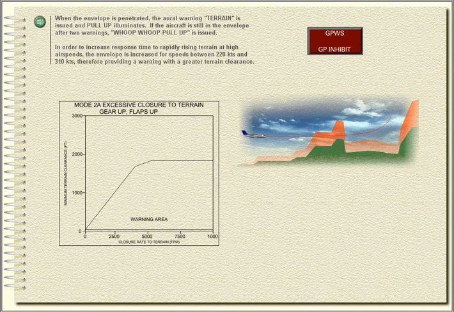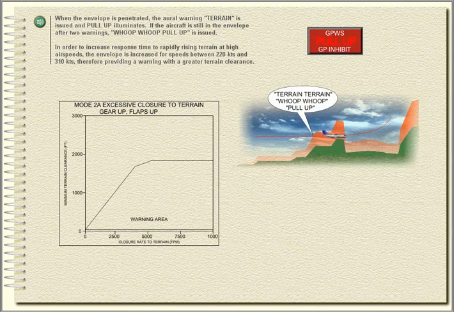which is valid when land flap is not selected or the aircraft is not established on the ILS. When the envelope is penetrated, the oral warning "Terrain" is issued and "Pull-up" illuminates. If the aircraft is still in the envelope after two warnings, "Whoop whoop pull-up" is issued.